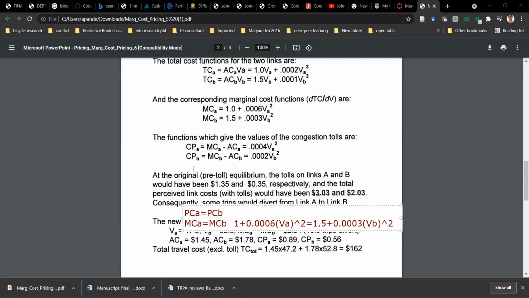So remember, PC and CP are two different things. CP is my congestion price. PC is my perceived cost. Perceived cost, the way I've designed my congestion price, is that my perceived cost basically is equal to marginal cost of each route. All right. So let's take a couple of minutes to solve these two equations.